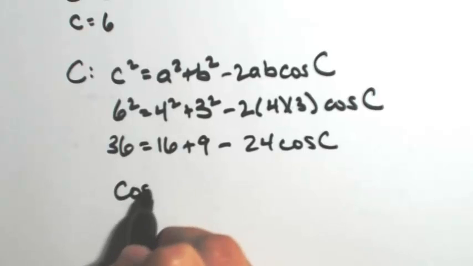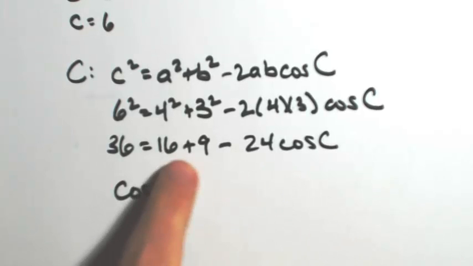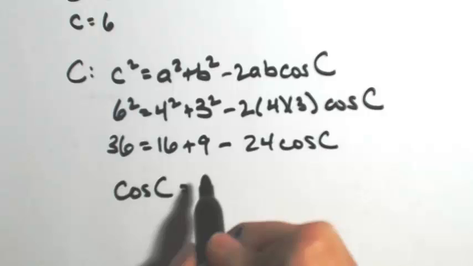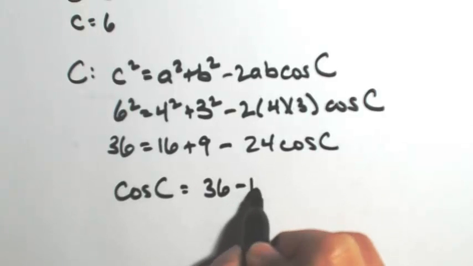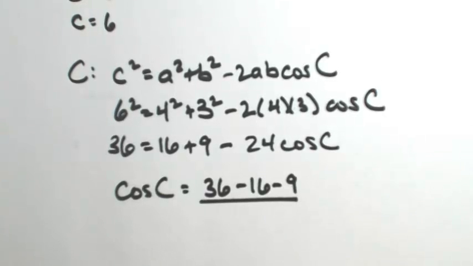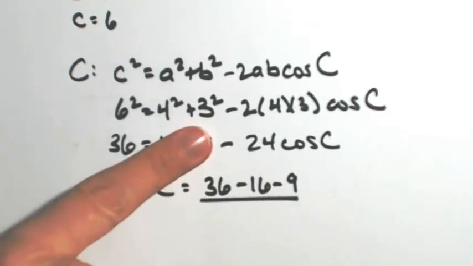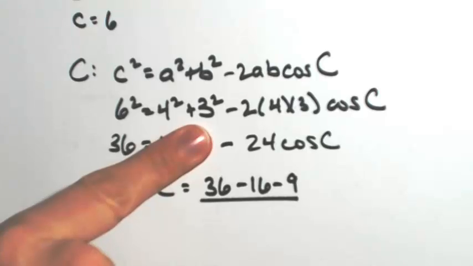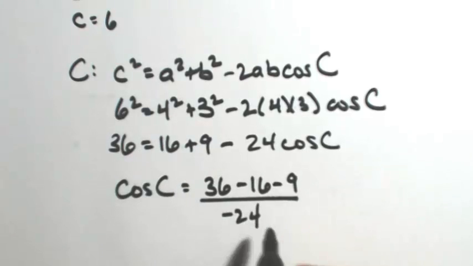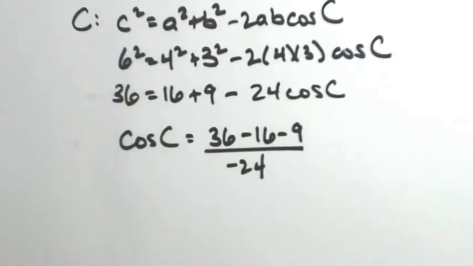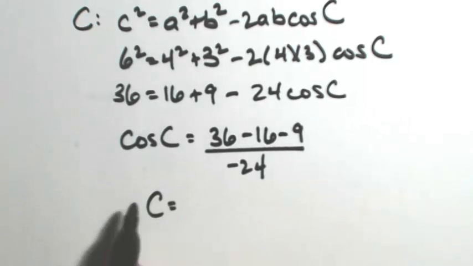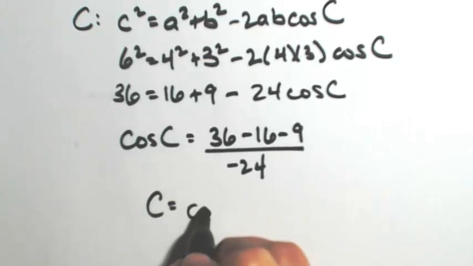So then just solving for the cosine of C, I'll start by subtracting the 16 and the 9 to get that on the other side. So 36 minus 16 minus 9 divided by, because this is multiplication now that I've moved that over, so dividing by negative 24. So then C is going to be the inverse cosine. So I've got to undo cosine.